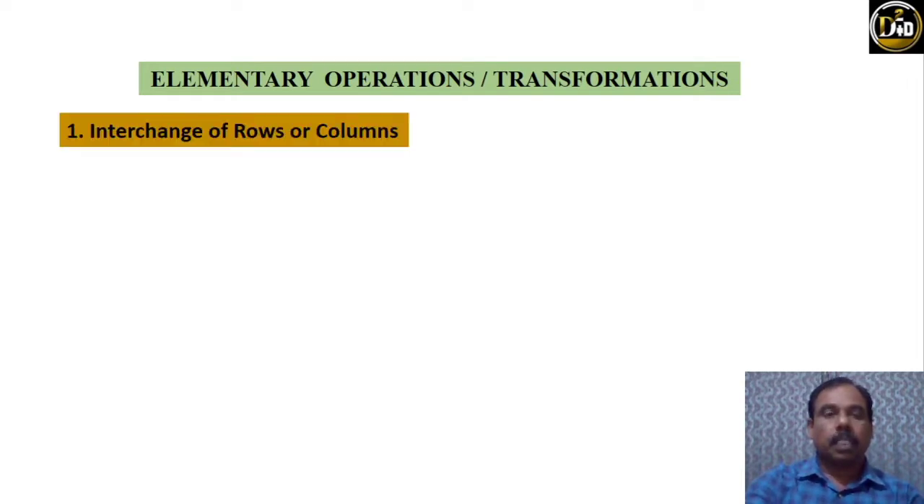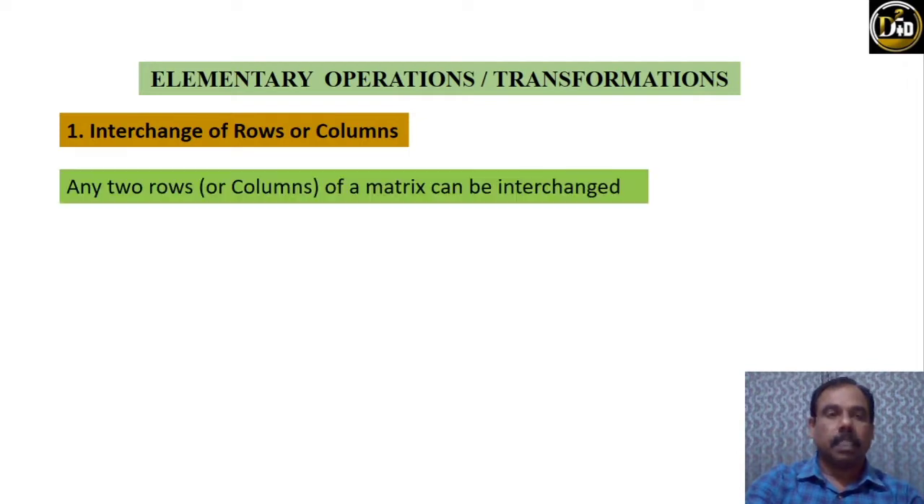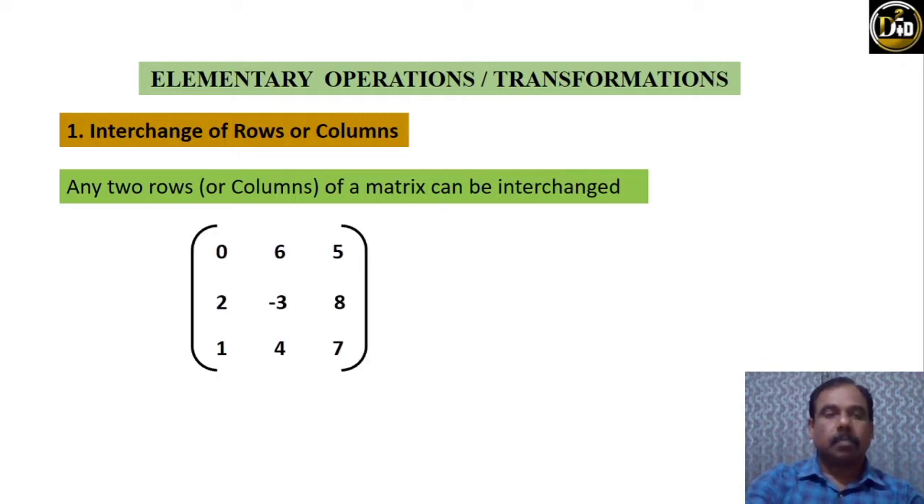The first property, interchange of rows or columns, that is, any two rows or columns of a matrix can be interchanged. Let us see this property by taking an example. We have a 3 by 3 matrix with the entries 0, 6, 5, 2, minus 3, 8 and 1, 4, 7. We apply a transformation or an operation, that is, R1 implies and implied by R2.